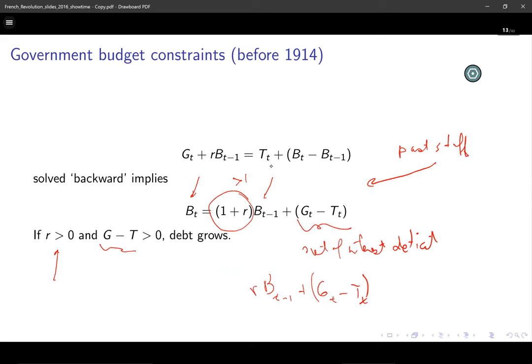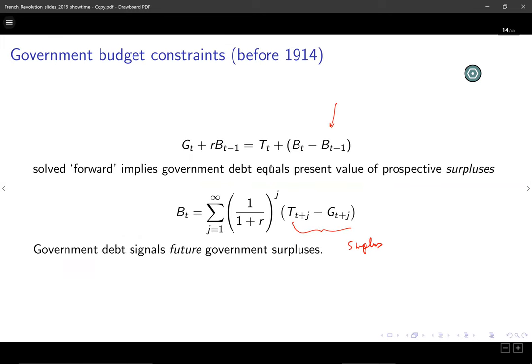So what this equation back here told you is you have high government debt today if you had big government deficits in the past. What this equation tells you, if you have high government debt today, and I'm assuming this debt's risk-free, it's a signal that you're going to have surpluses tomorrow. And the present value of those surpluses is going to equal the value of the debt.